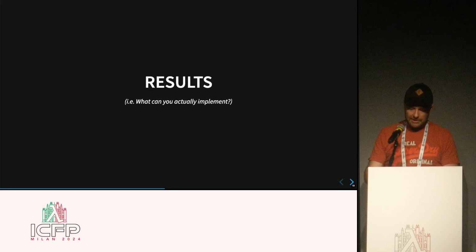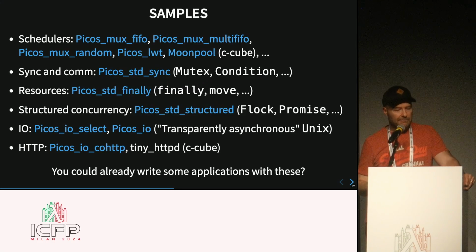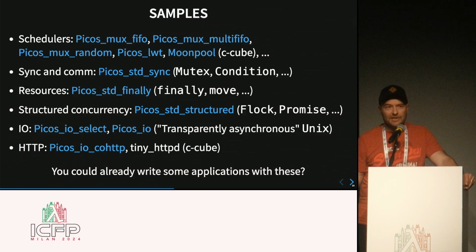So what can you actually implement with this interface? We have actually implemented quite a few examples. In the Picos repository, we have 4 different schedulers. We have a single-threaded scheduler, a multi-threaded scheduler, and then there's a randomized scheduler, which after every effect randomly picks one fiber to run. There's also an interface to LWT, which doesn't really implement its own scheduler. It just runs everything on LWT directly.